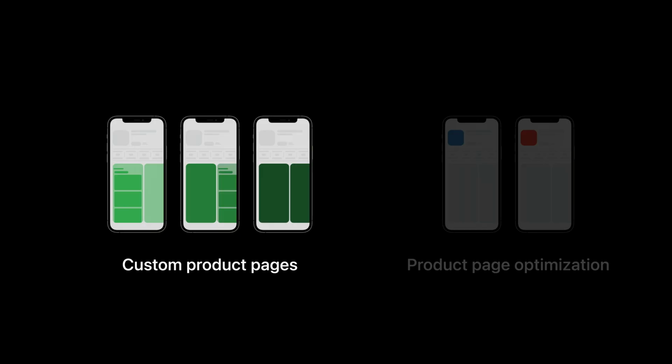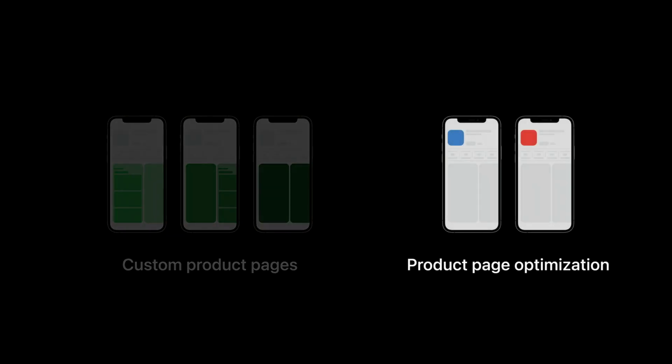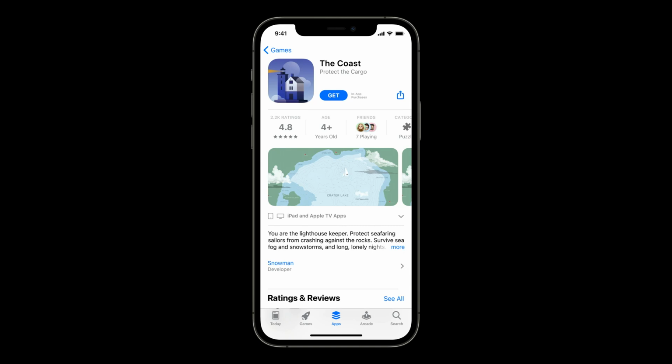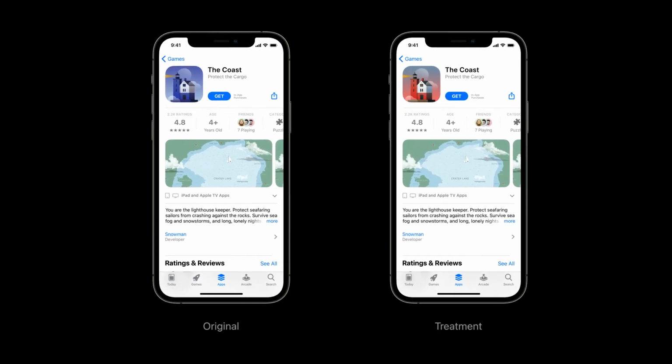Of course, the users who arrive on your default product page through searching or browsing the App Store are also incredibly important. That's why we're introducing product page optimization. With this feature, you can set up and test different treatments of your default page to determine which one best resonates with your users.